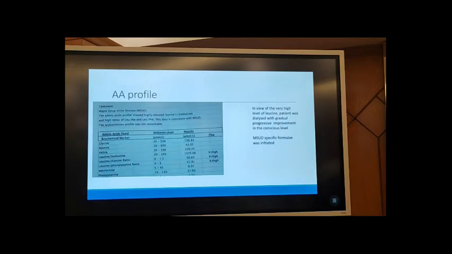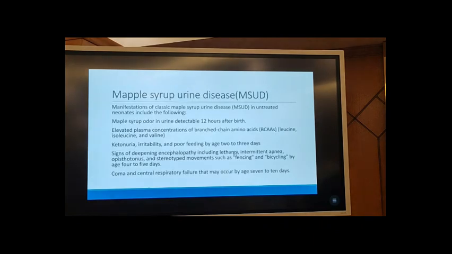This was the amino acid profile of the patient. What you see here is a very high leucine, isoleucine, 1575. The normal is 245, so it was more than 5 or 6 times high. The leucine alanine ratio, all the ratios were high. The valine was within normal range. So the patient was diagnosed as having maple syrup urine disease.